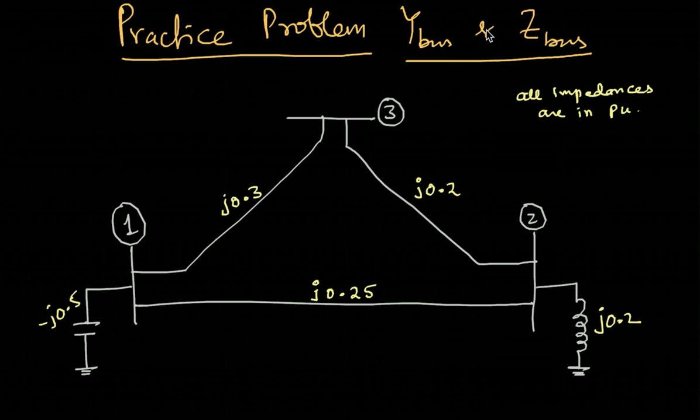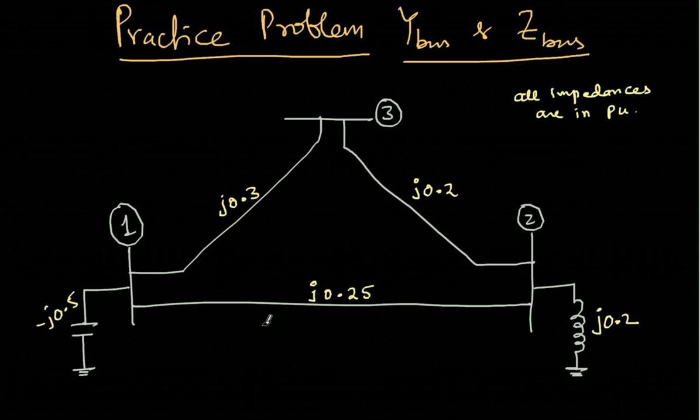So the question is, build Y bus and Z bus for this particular three bus system. You notice bus 1, bus 2, bus 3, three bus system, they are interconnected, and bus 1 has a shunt capacitance and bus 2 has a shunt reactance. So for this we need to build the Y bus. So let's get started first. So what is the first step for building Y bus?